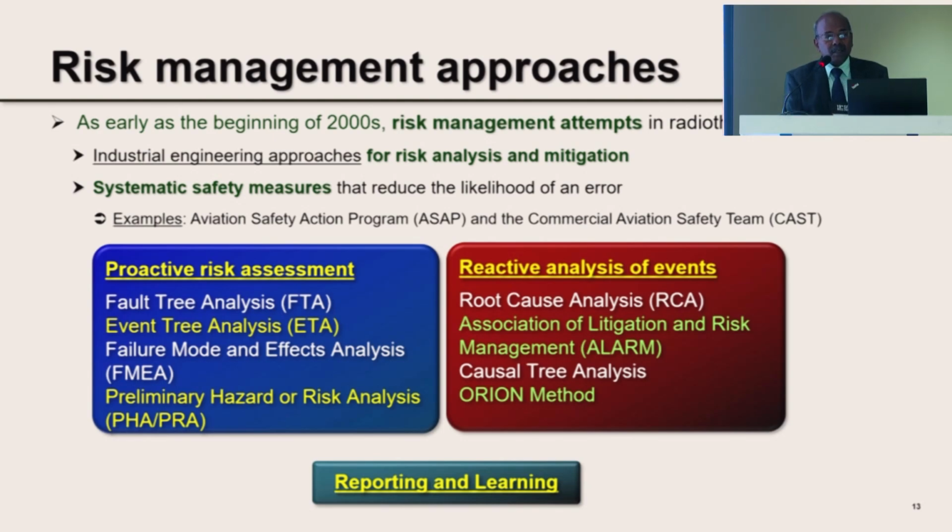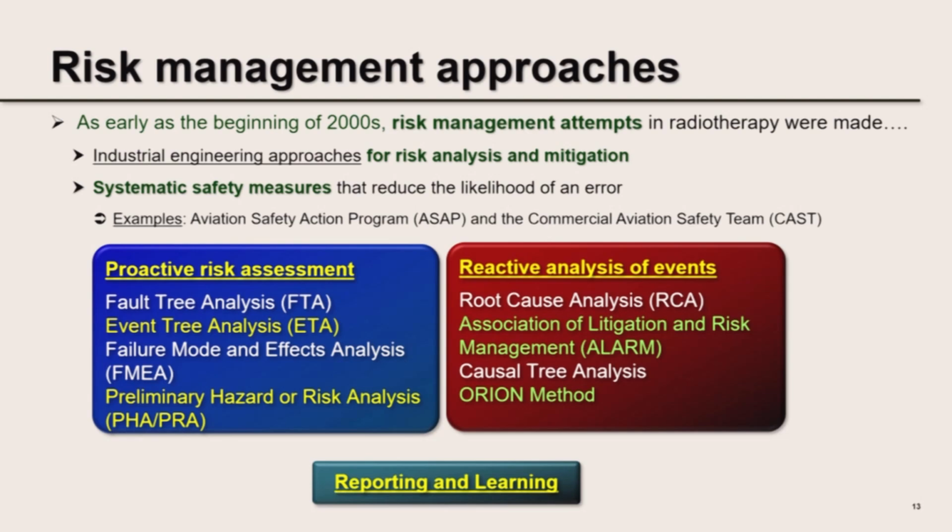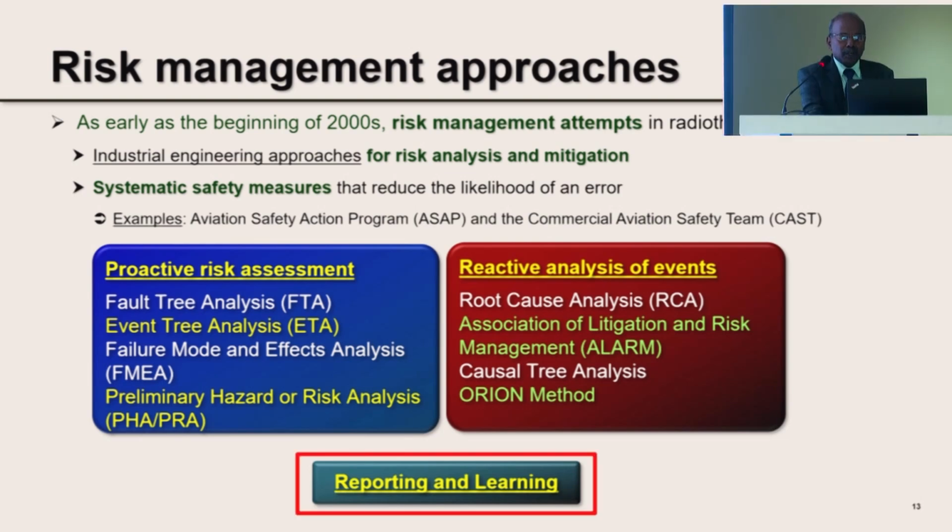So what did the radiation oncology community do? They started looking into new approaches for mitigating errors, like industrial engineering approaches for preventing errors. What kind of approaches? These are the different approaches: proactive risk assessment, like FMEA; reactive analysis of events, like root cause analysis; and also reporting and learning, which is going to be our subject, the learning system.